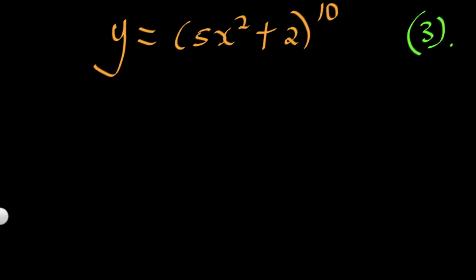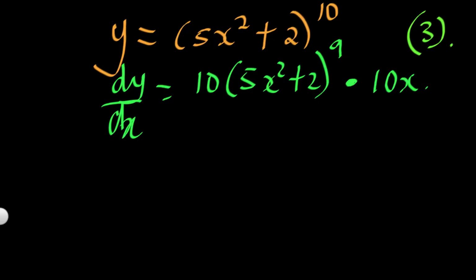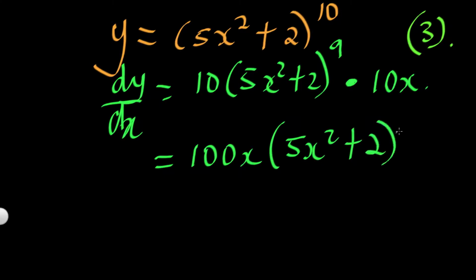In short, your answer will just be dy/dx equals 10, multiplying by the power, (5x squared plus 2), and I reduce the power by 1 to the power 9. Then I multiply by the derivative of what is in our bracket, which is 10x. Then I just rearrange: 10 times 10x will be 100x (5x squared plus 2) to the power of 9. That's it. This is what you do when you're given a question like this.